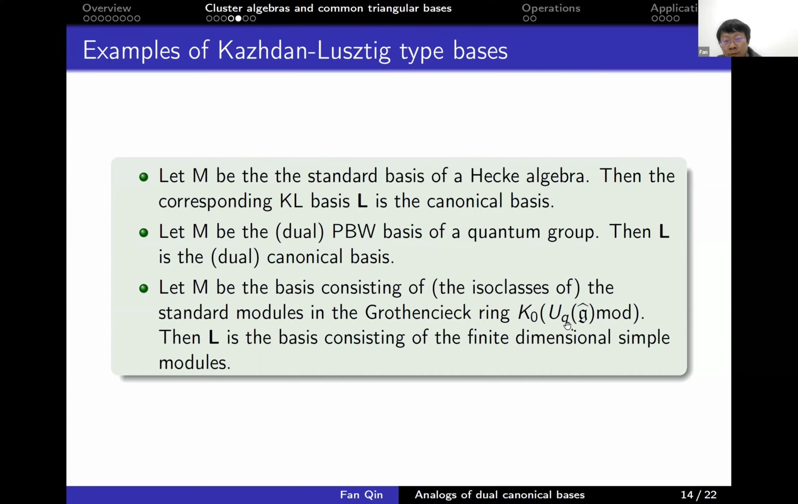And finally, assume that you consider something called the Grothendieck ring of a monoidal category. So this is a category of the finite dimensional modules of U_q(g hat), or a quantum affine algebra. So you get some Grothendieck ring. And in these categories, you have something called standard modules, and their isoclasses form a basis. Now you apply this algorithm, and then you get a new basis. This new basis corresponds to the simple modules in this monoidal category. I think this is a very important result. And I think maybe in type ADE, this was first due to Nakajima by using geometric representation theory.